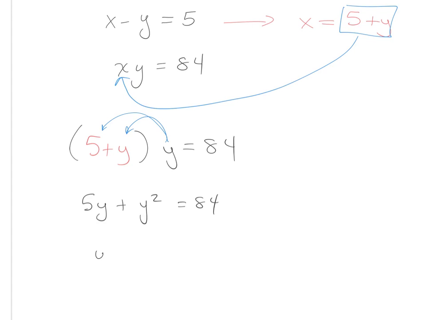Move the 84 over by subtraction. I'm going to reorder the terms. And now we can go ahead and solve. Again, reorder the y squared and the 5y, please. It makes sense to do that. And then move the 84 over by subtraction. Try and factor this one.